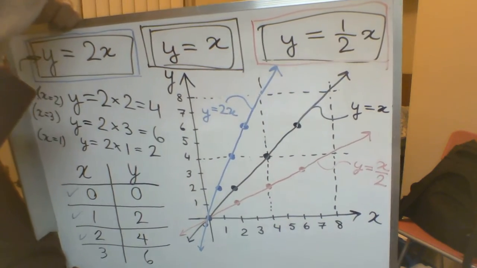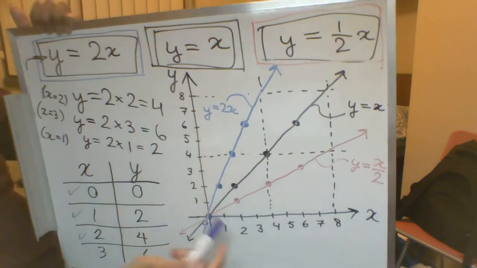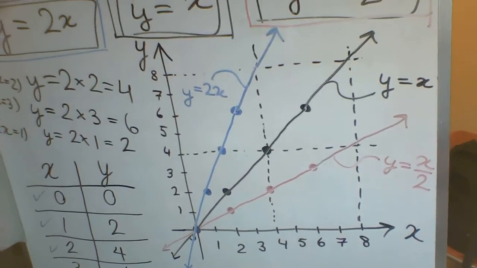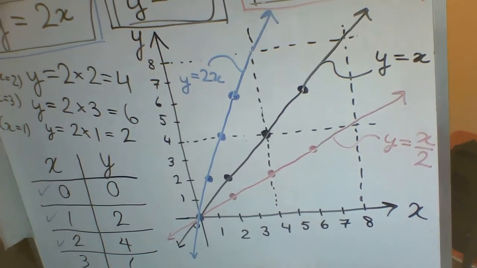Brilliant. Okay, so those are our three lines. Let me bring this a little bit closer so we can see the graph a little bit better. Okay, there's your graph. So, what do we see from this?